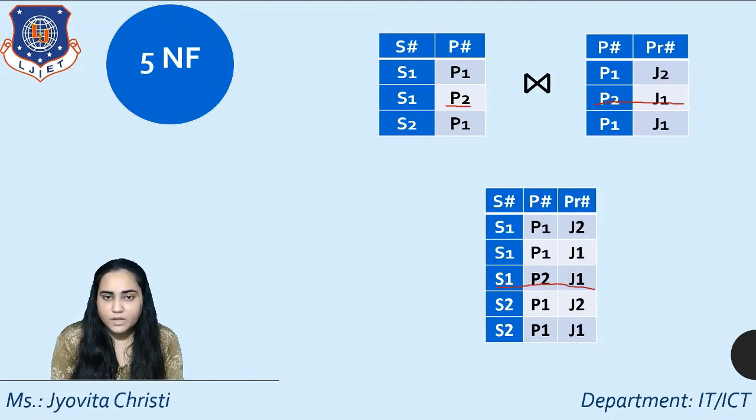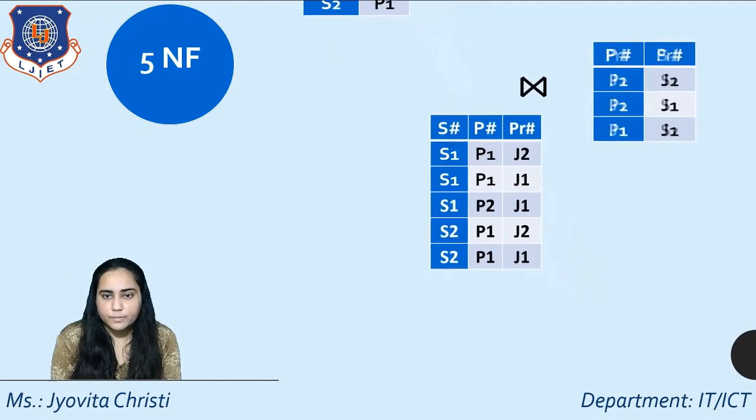And next we have S2 and P1, and P1 matches with the first row, so we will include S2, P1 and J2. And it also matches with the third row, so we will include S2, P1 and J1. So this is what my final table looks like. And now what we are going to do is take a natural join of this resulting table with the third decomposed part of the original table.